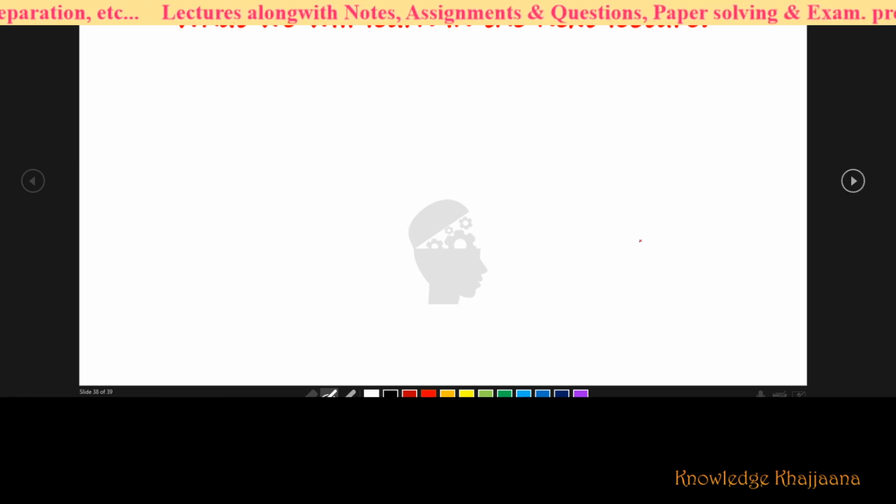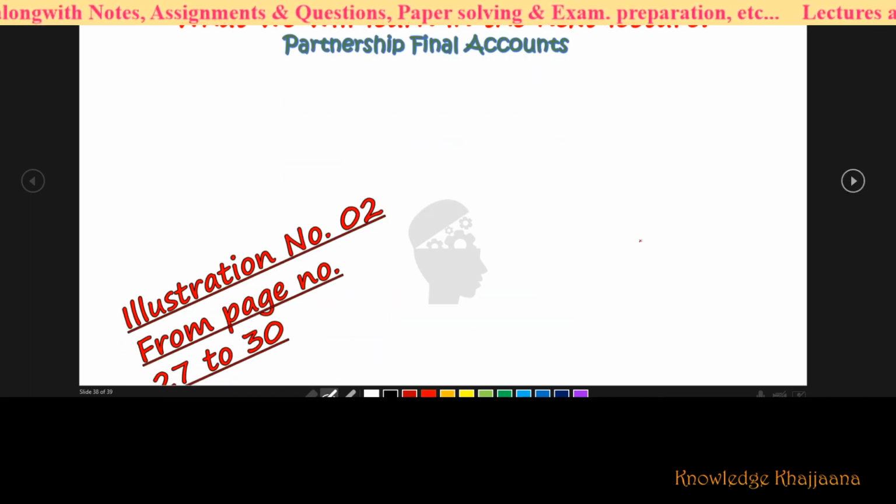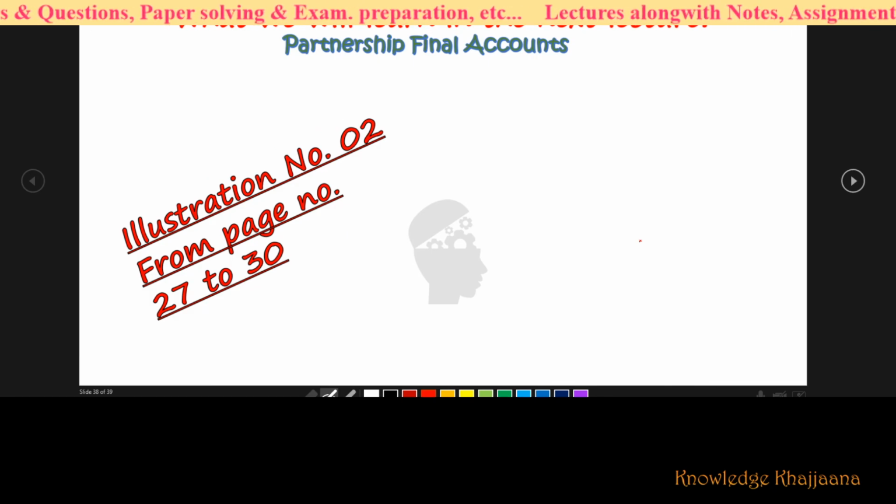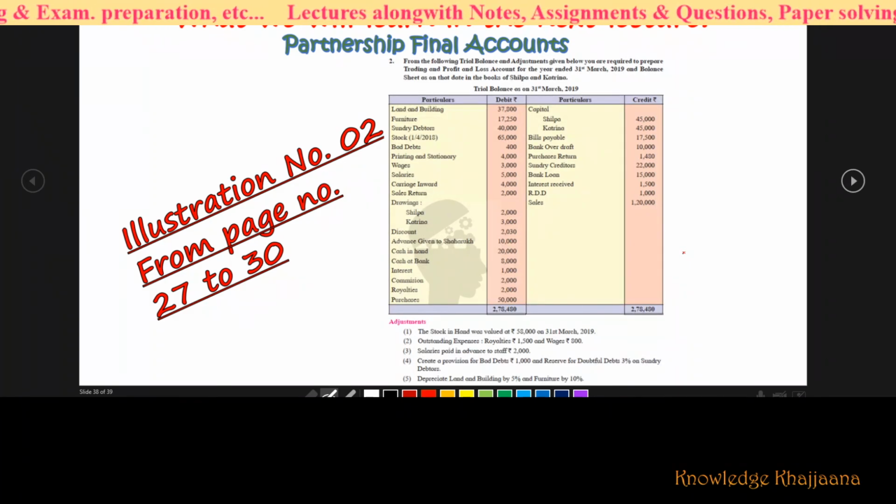What we will learn in our next lecture is partnership final account illustration number 2, which is from page number 27 to 30.